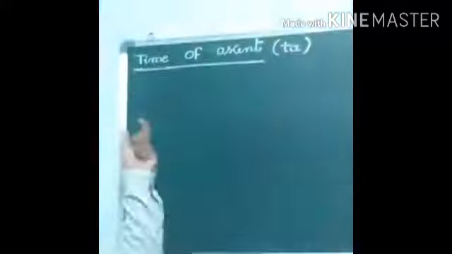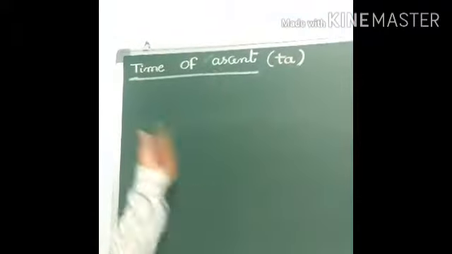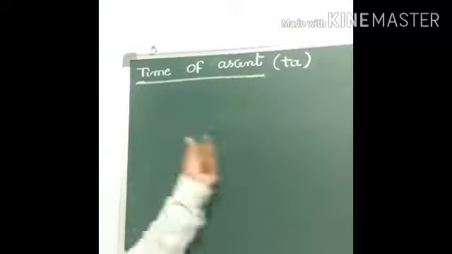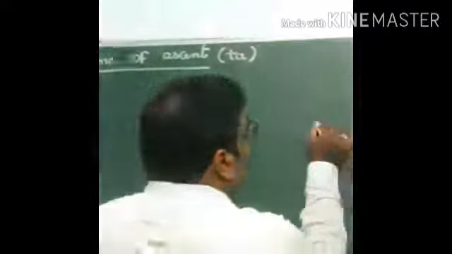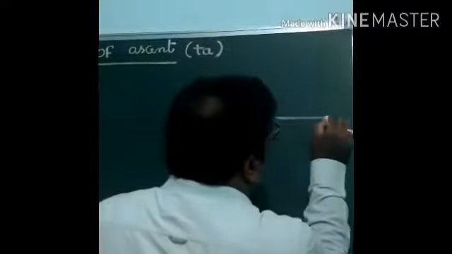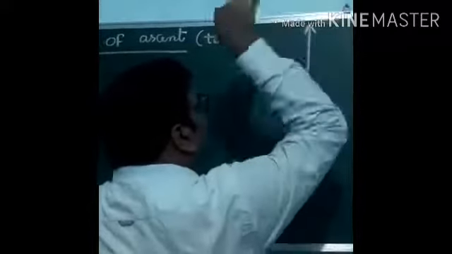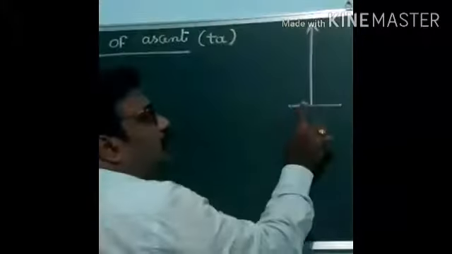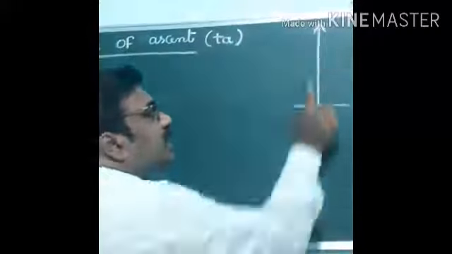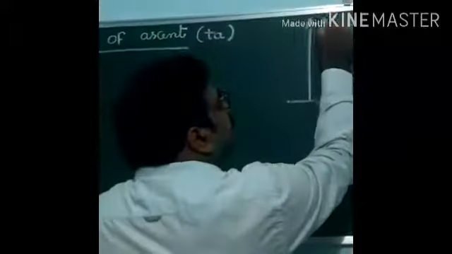Time of ascent. What is time of ascent? Time taken by the object to reach maximum height. So what is the definition of time of ascent? Time taken by the object to reach maximum height. It belongs to vertically upwards motion, and it reaches maximum height, so what conditions are applied?